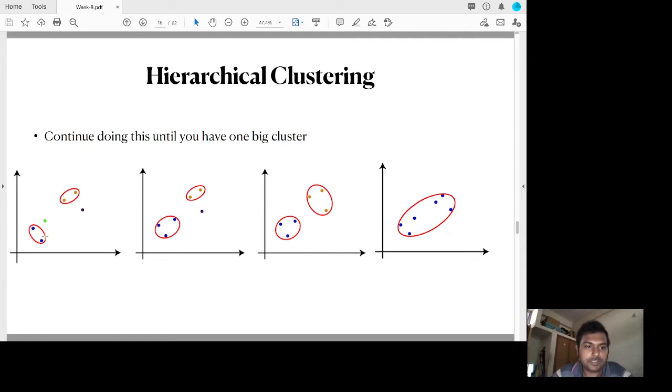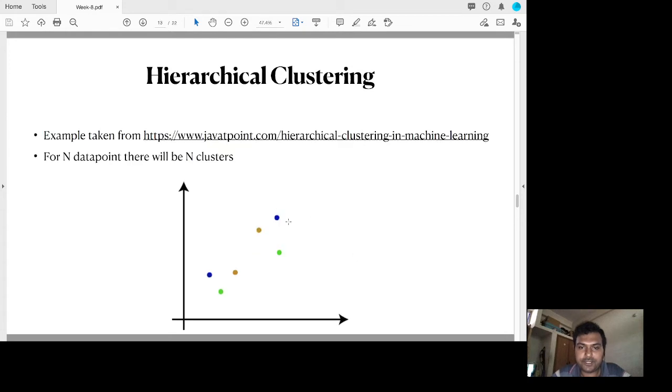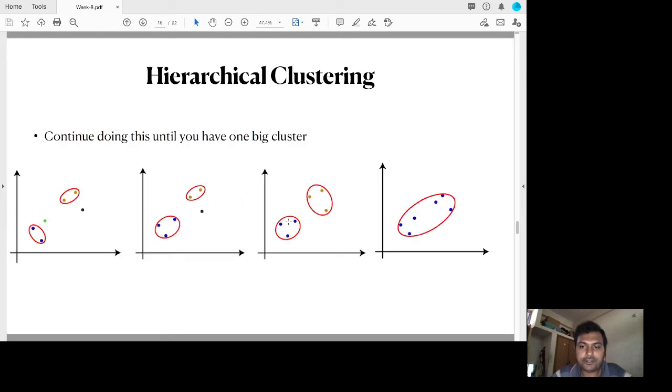After the leftmost diagram, you come to the middle, the second diagram. Again you do the same thing and continue until every point is in a single cluster. So this is the final clustering that you have done. You started from here, where none of the points were clustered, and finally you have gone to a point where all of them have become one big cluster.